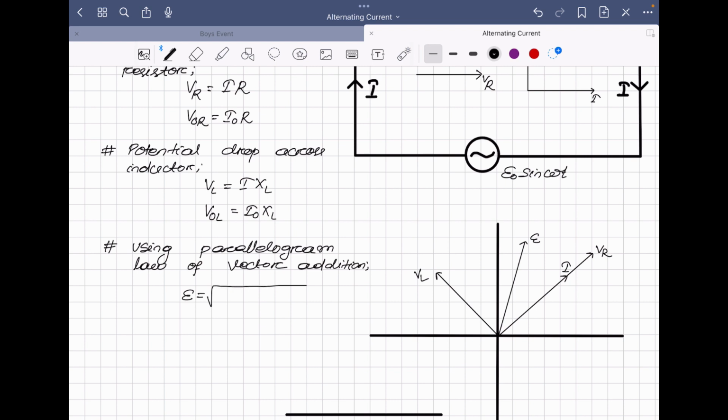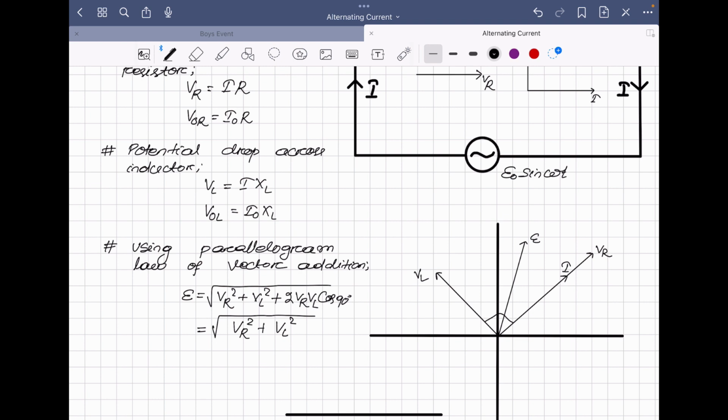Yes or no? Here you can see E, the resultant EMF, can be written as under root VR square plus VL square plus 2 VR VL cos 90. Yes or no? As the angle between VL and VR is 90, and as we know cos 90 is 0, we can write this as under root VR square plus VL square.